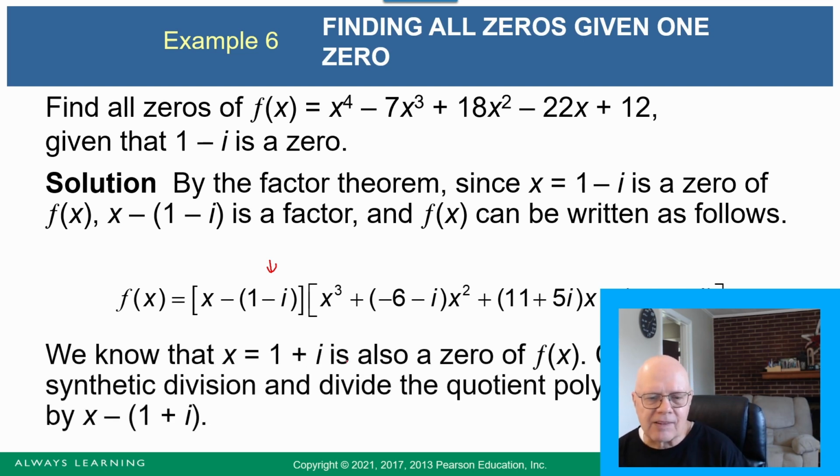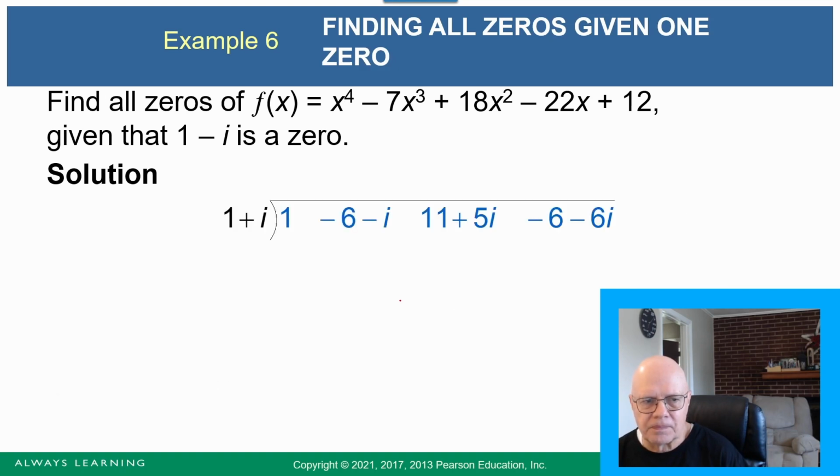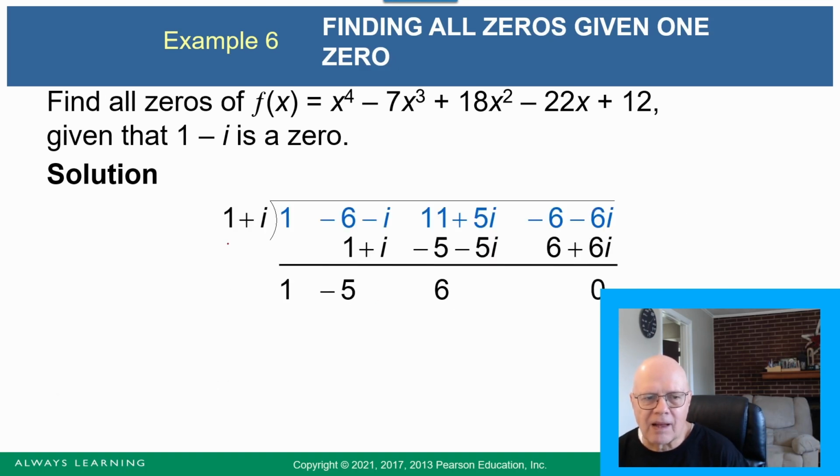1 plus i is also a 0. So we'll use 1 plus i with synthetic division on this to get a lower degree term. So there's our 1 plus i. Remember, we used 1 minus i before, but we've got this reduced polynomial, and we'll do that. Bring the 1 down, times the 1 plus i, and there's your result. Add them together, negative 5.